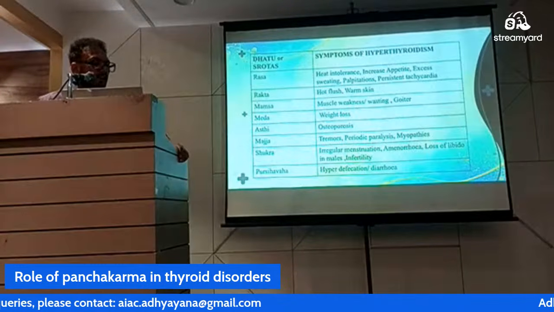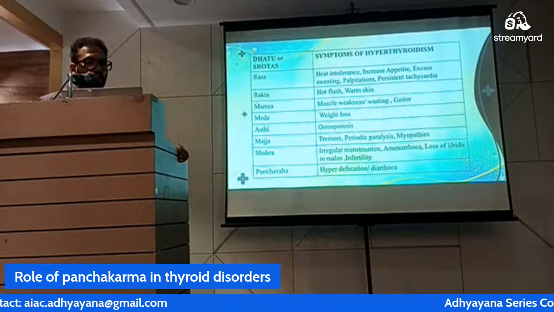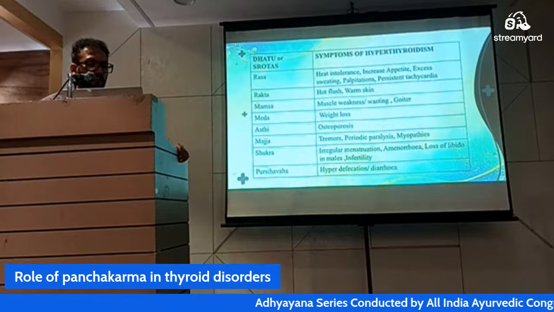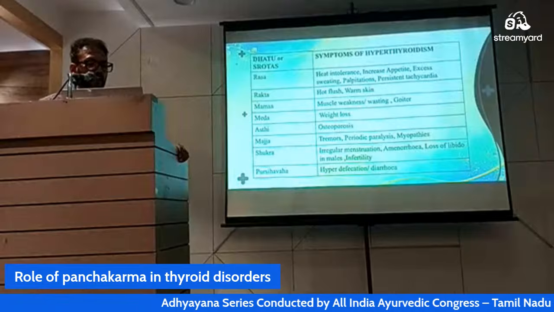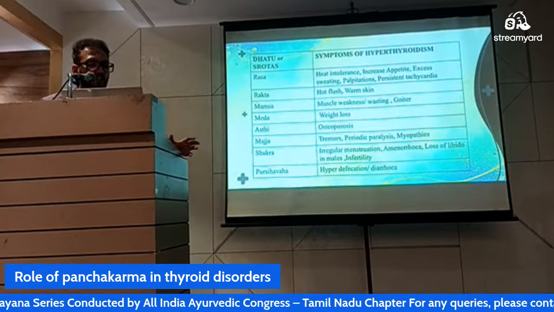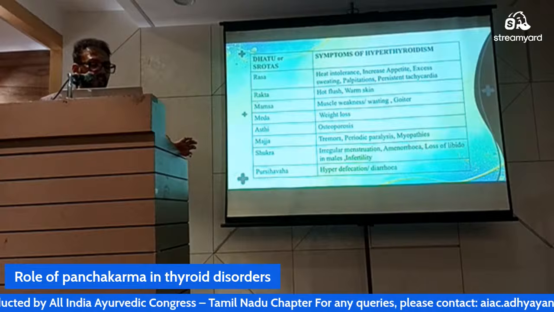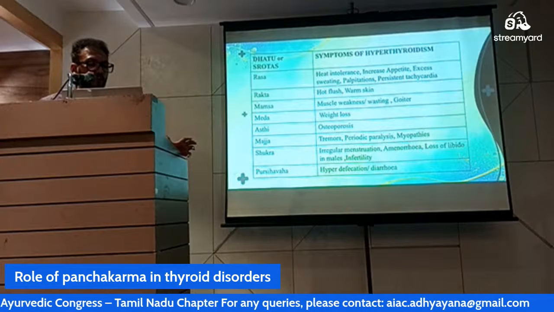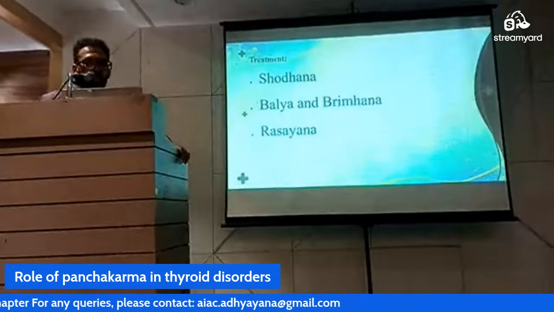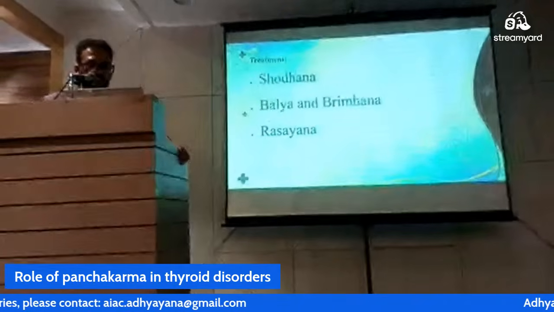So same as when it affects each and every Dhatu, what are the symptoms usually seen? When there is Rasa Dhatu involvement, usually we have increased appetite, heat intolerance. Rakta Dhatu, we have hot flesh, warm skin. Mamsa Dhatu, we have muscle weakness, goiter. Meda Dhatu, there is weight loss. Asthi Dhatu, there is osteoporosis. So similar symptoms are seen. So treatment is the same: Shodhana, Balya, Brahmana and Rasayana.